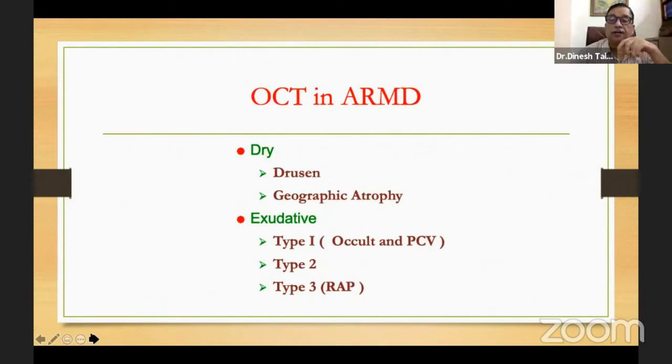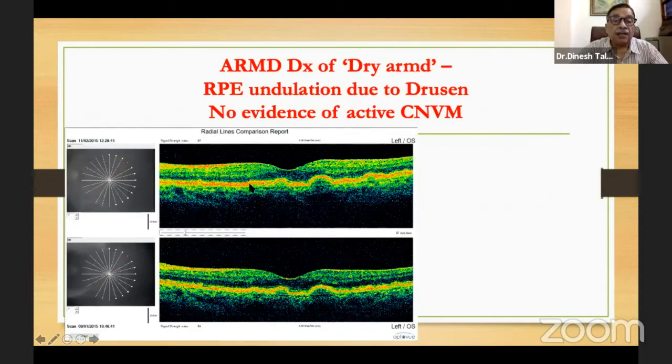Let's start off with the condition straight away. OCT in macular degeneration, age-related macular degeneration. There are two aspects to it: the drusen and the geographic atrophy in dry ARMD, and the exudative changes, which could be either type 1, type 2, or type 3, that is the occult CNVs, classic CNVs, or the retinal angiomatous proliferations. Now, what you see over here, the undulations of this RPE, these are basically because of drusen, and these are a sign of dry ARMD. If there's no fluid over there, this is not active CNV at the moment.